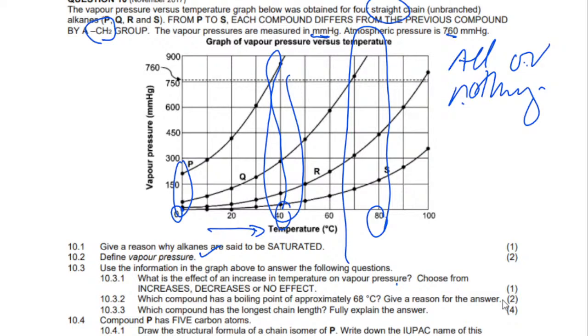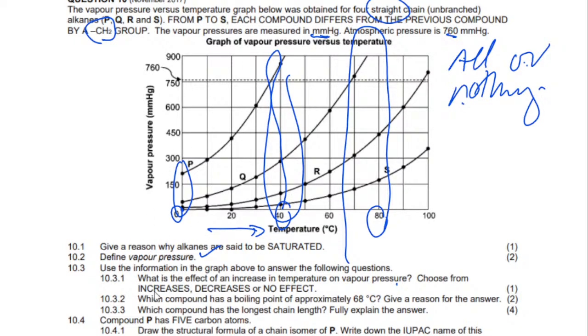Don't say that increasing vapor pressure increases the temperature. It's not like that. The temperature does not depend on the vapor pressure; the vapor pressure depends on the temperature. If they ask you to describe something and then give the reason, it means the molecules gain more kinetic energy so that the bonds break and they can escape. As they escape, they hit the walls, and then the vapor pressure increases.